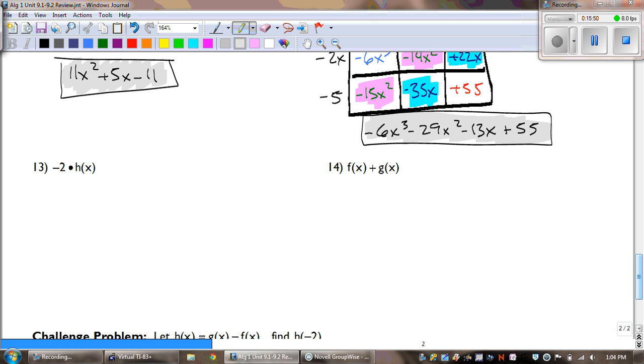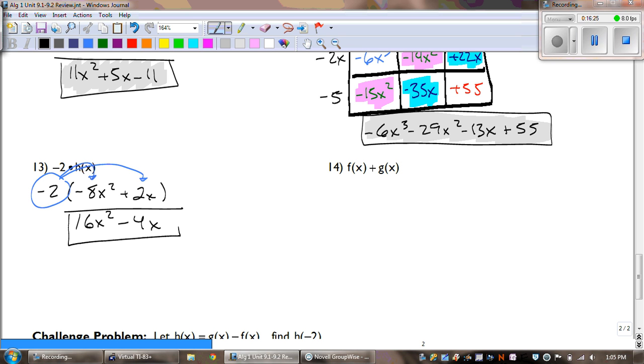Okay, number 13. We need to multiply that negative 2 times h of x, and the h of x was negative 8x squared plus 2x. And for this, all we have to do is distribute. So we've got negative 2 times negative 8x squared, which gives us positive 16x squared. And negative 2 times positive 2 gives us negative 4x. And that's our answer.